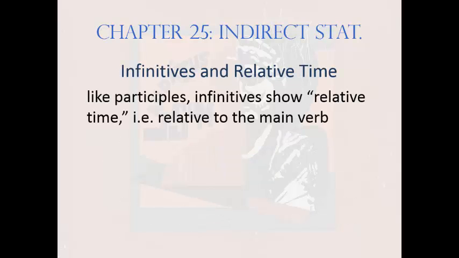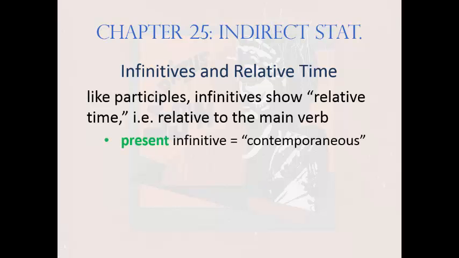And here's another complication. Like participles, infinitives show relative, not absolute time. That is, the actual time value of the infinitive depends on the tense of the main verb. So, like participles, present infinitives would better be termed contemporaneous. Common sense tells you that, in the sentence, he needs to do it, the infinitive to do is happening at the same time as the needing. He needs right now to do it right now, today.